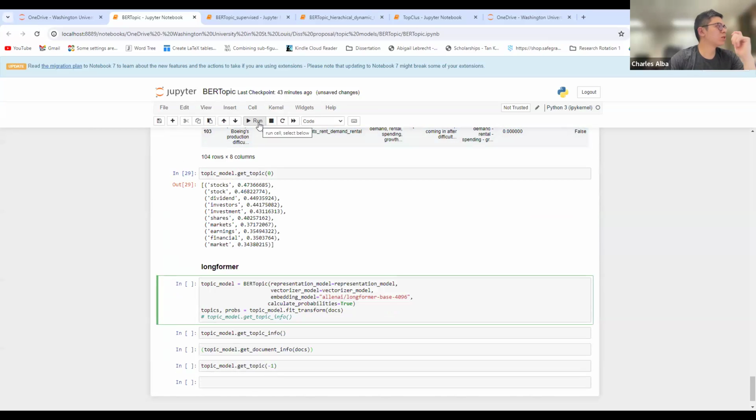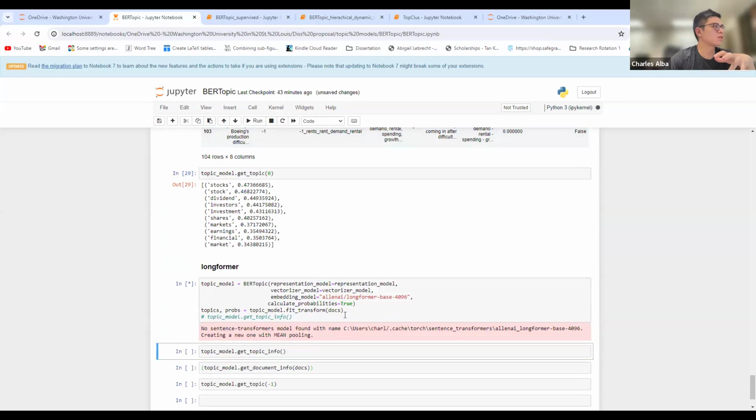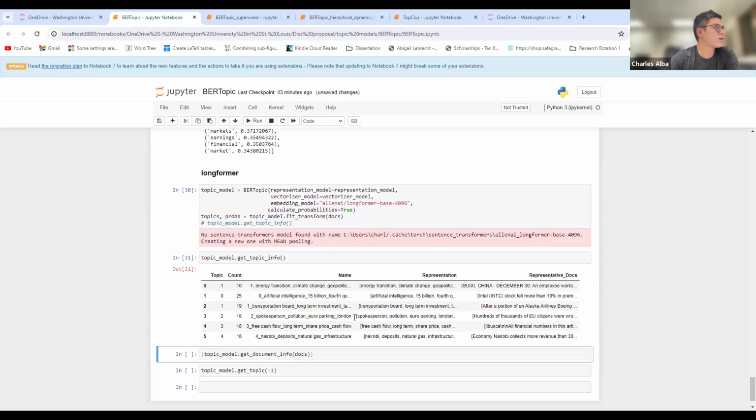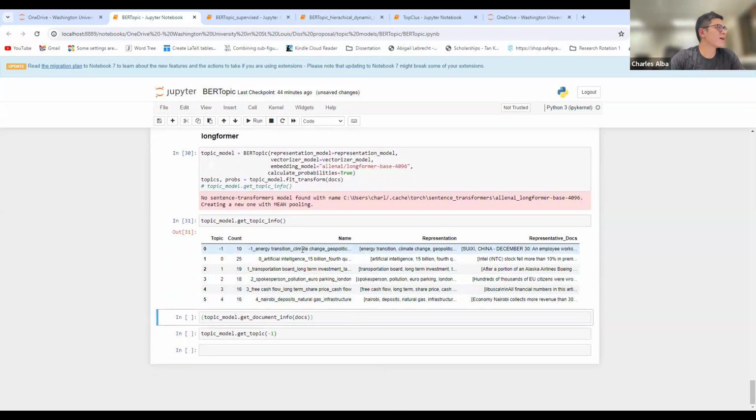Now we're going to try Longformer. The reason why I use Longformer is because it's suggested to use a large language model that could interpret long-term dependencies, long-term context within each other. And that's exactly what Longformer does. So let's give it a try. Much better now. You see, energy, transition, climate. Artificial intelligence, 15 billion. Okay, something about artificial intelligence making massive gains. Transport board, long-term investment.